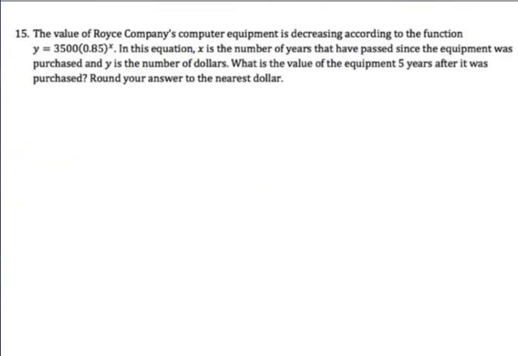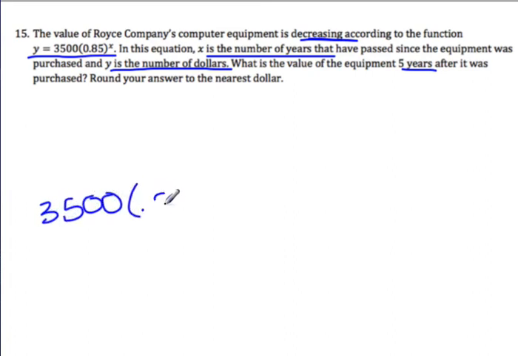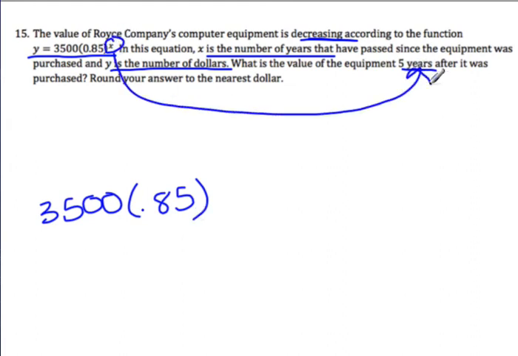Now let's take a look at number 15. The value of Royce's company computer equipment is decreasing according to this function. In the equation, x is the number of years that have passed since the equipment was purchased, and y is the number of dollars. What is the value of the equipment after 5 years? So we're going to take this equation that they gave us and plug it into the calculator. This x value is going to represent the number of years, and they want us to find after 5 years.